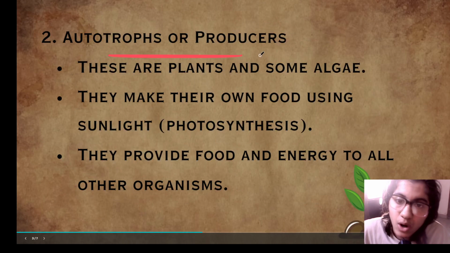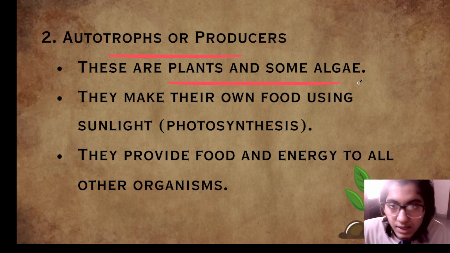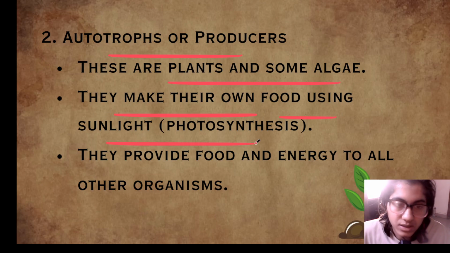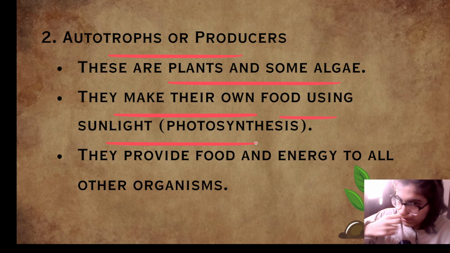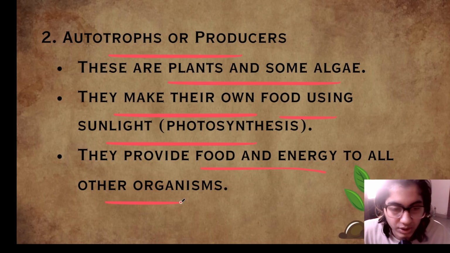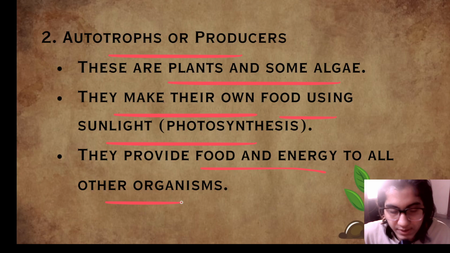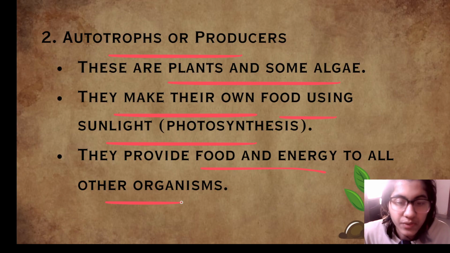Second is autotrophs or producers. These are plants and some algae. They make their own food using sunlight, that is photosynthesis, and they provide food and energy to all other organisms. So some plants and some algae are included in autotrophs or producers, means they produce their own food through the process of photosynthesis. Generally all plants are included, and some algae and bacteria are included in it as well. They provide food and energy to all other organisms.